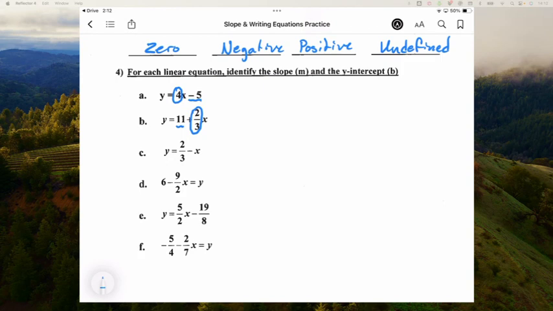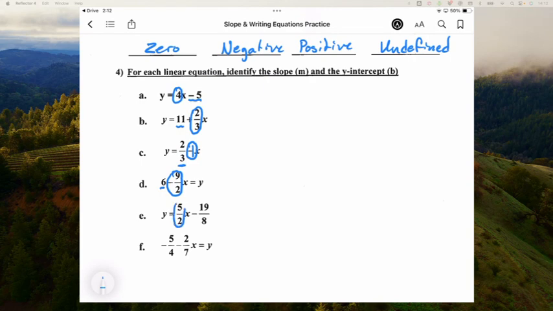The slope is always going to be the coefficient of x, and what I mean by the coefficient of x, I mean the number that is stuck to x. And so in C, it's a little bit wacky. We got to put a 1 in there. The slope of this one is a -1. If there is no number, we can assume that it's just a 1. And then the number that's by itself is 2/3. That is the y-intercept. Slope here is going to be -9 over 2. Don't forget the negative. Y-intercept is going to be 6.